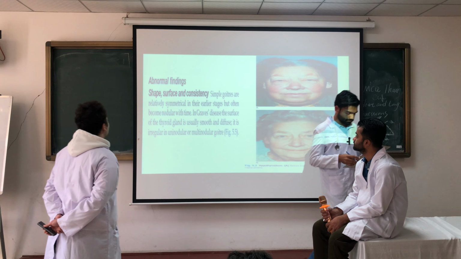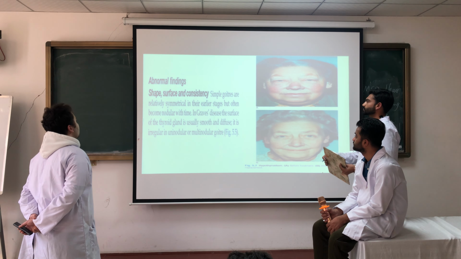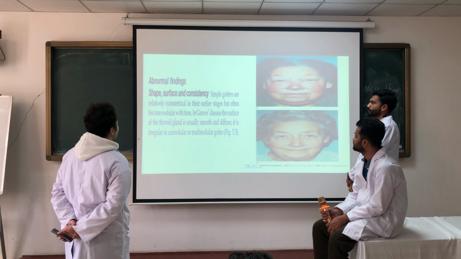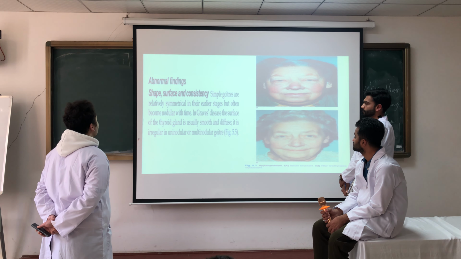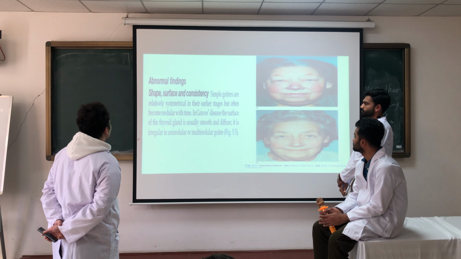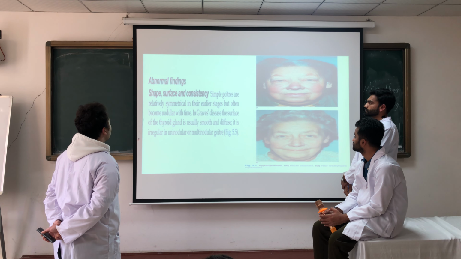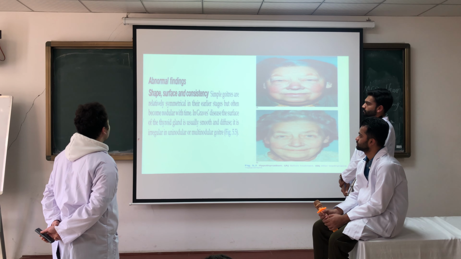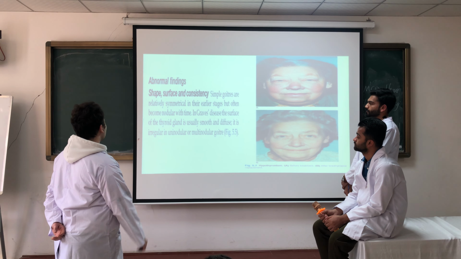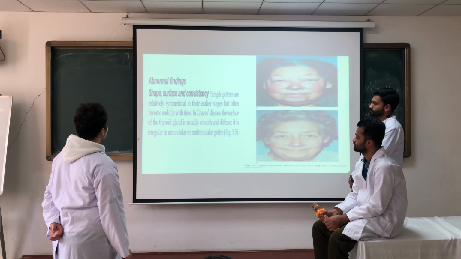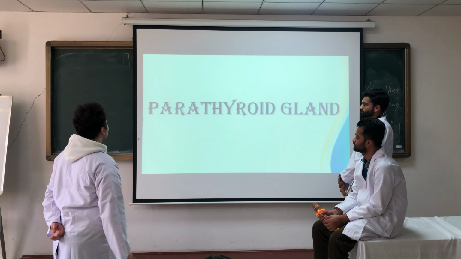So there are some abnormal findings: shape, surface, and consistency. Simple goiters are relatively symmetrical in their early stage, but often become nodular with time. In Graves' disease, the surface of the thyroid gland is usually smooth and diffuse. It is irregular in uninodular or multinodular goiter.